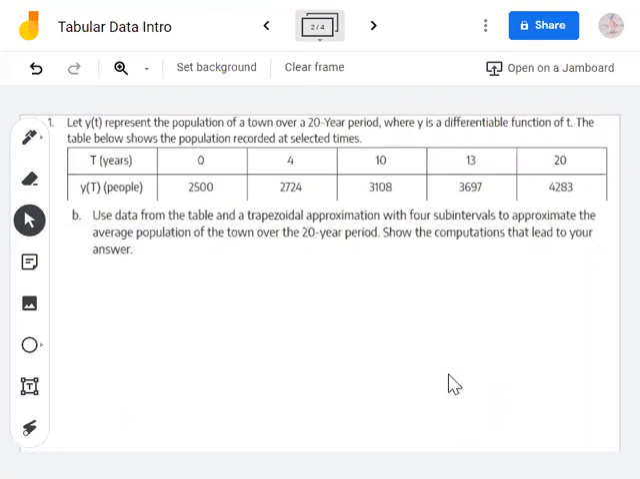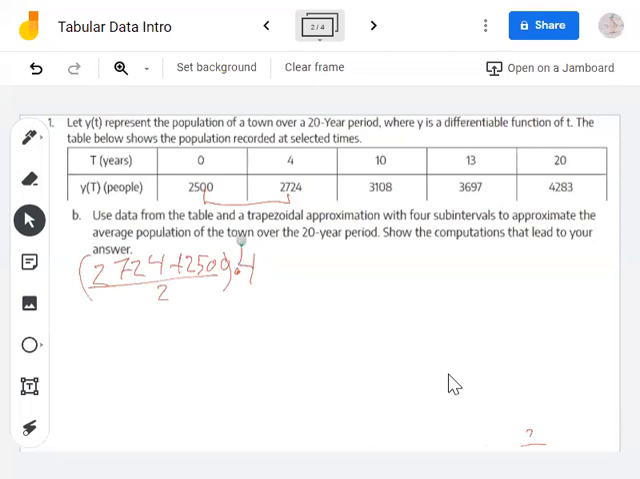So here's what we're going to do. I'm going to just find the area of the first trapezoid, from t equals 0 to t equals 4. To do that trapezoidal approximation, I'm going to do 2500 plus 2724, averaging them, divided by 2, times the width of the interval, which is 4.